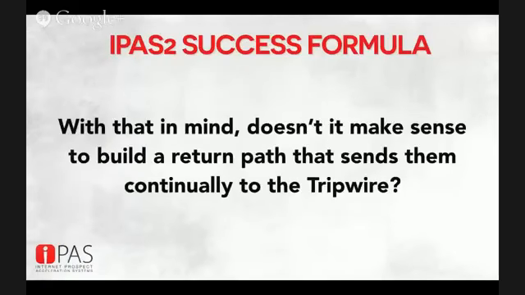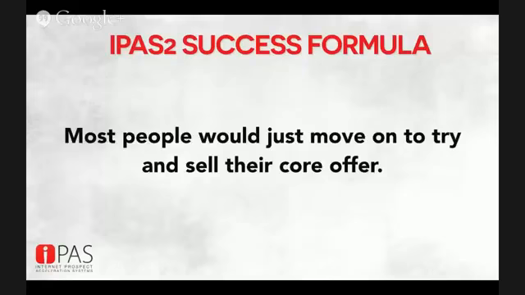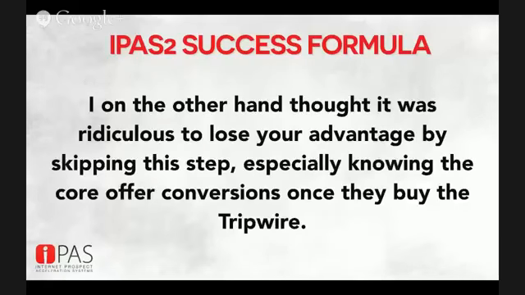So with that in mind, doesn't it make sense to build a return path that sends them continually to the tripwire? Of course it does. Most people, on the other hand, would just try to move on and just sell their core offer. Okay, somebody didn't buy the tripwire, buy my other product. Well, I, on the other hand, thought this was ridiculous, to lose your advantage by skipping the step, especially knowing the core offer conversions once they buy the tripwire. Remember, they're 10 times more likely to buy your main product if they buy the tripwire.